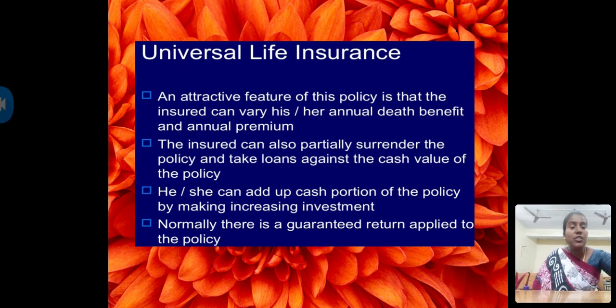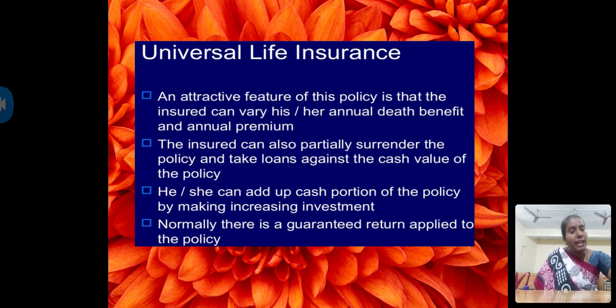Okay, universal life insurance, if you see, an attractive feature of this policy is that the insured can vary his or her annual death benefit and annual premium. The insured can also partially surrender the policy and take loans against the cash value. Means suppose you have the policy. After 5 years, actually you are paying the policy for 10 years, after 5 years you are in need of some amount and you don't have any security. At that time, you can stop this policy. On that, you can take the loan or you can take the amount existing under that policy. That is called cash value return.